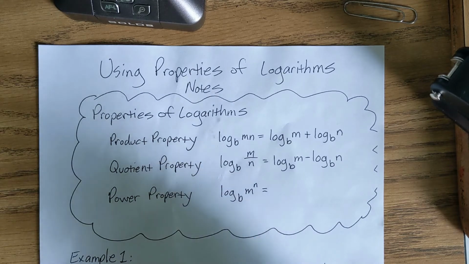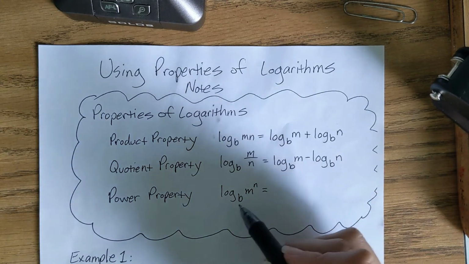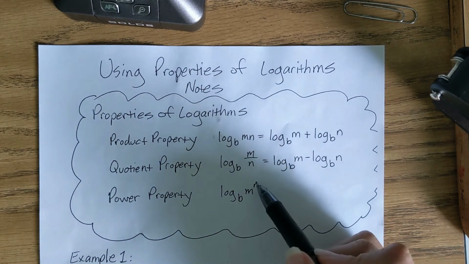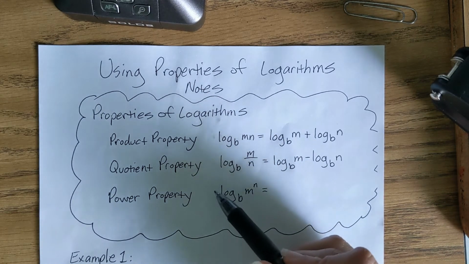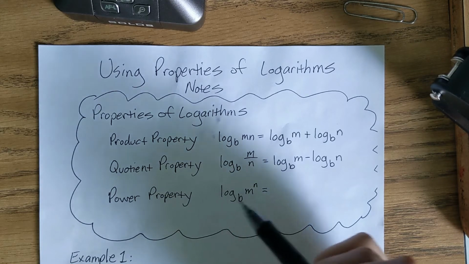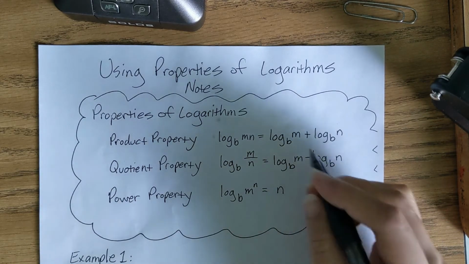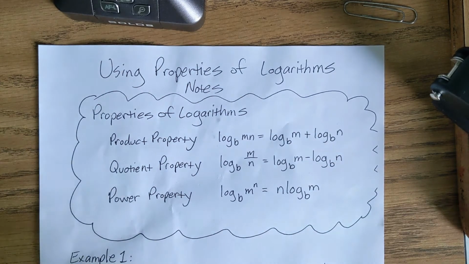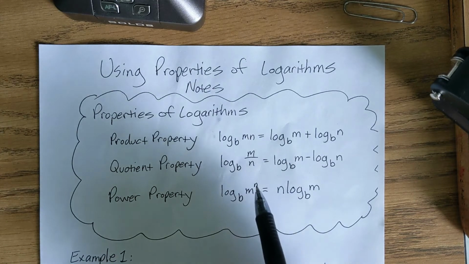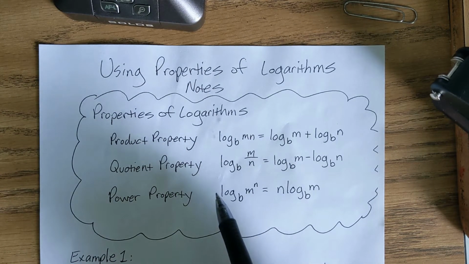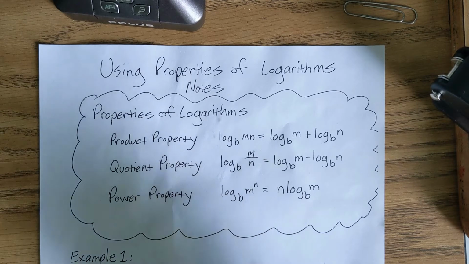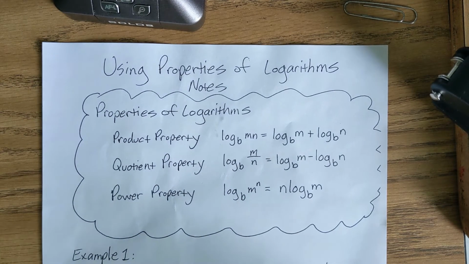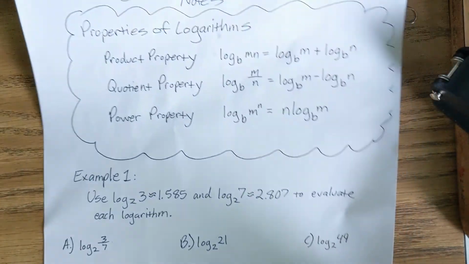All right, so then next thing is the power property. This one will be a little bit different than these. The n is going to become a big n in front of the log. So this will end up being n log_b M. So that's all you do. When you have a power right here, you're just going to bring that to the front and multiply it to the log of that number, M. All right, so now that we know that, we're going to go down here and do some problems.